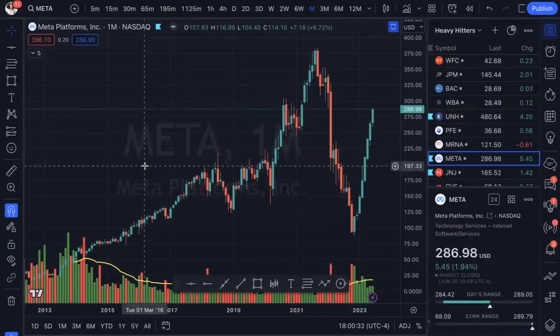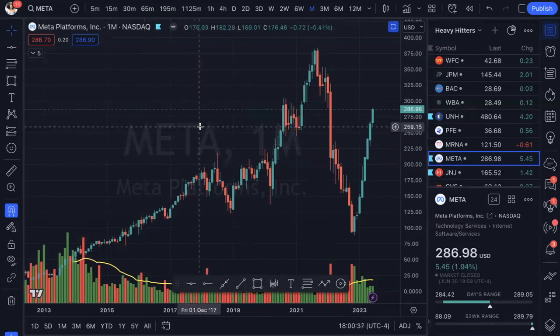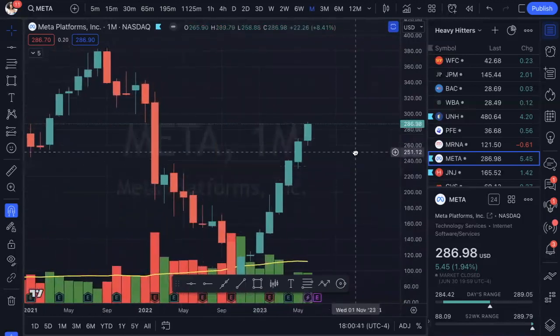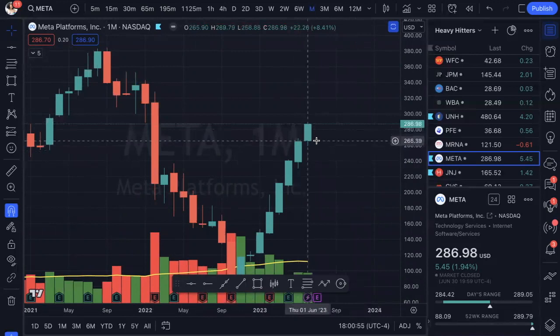All right, so first things first, when it comes to mapping out levels of support and resistance, a rule of thumb is that you always want to pay attention to the most recent candle because you are trading for the future, right? You're not trading in the past. All right, so when it comes to this particular candle right here, it is the end of the month. So this candle is 100% closed.